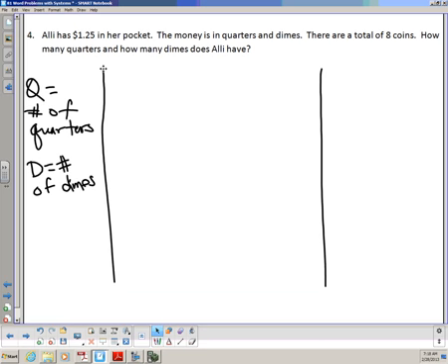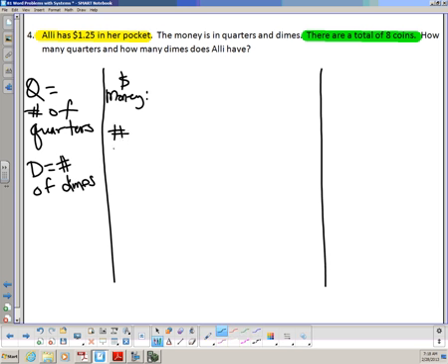Now, there are 2 facts. One fact is a money fact. So when I write this, I'm going to write money here. And then the other fact is not a money fact. What I mean by a money fact is it's a dollar amount. Maybe I'll put dollar amount here too, to distinguish between that. The other fact is not a dollar amount fact. It's a number of coins fact. There are a total of 8 coins.